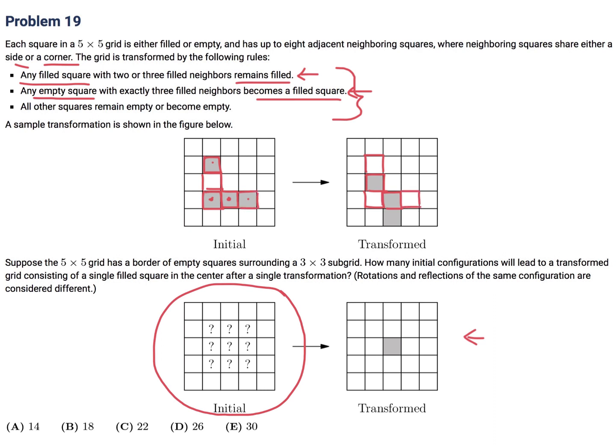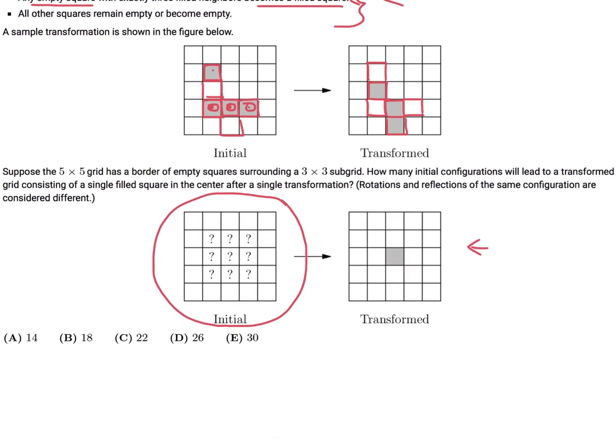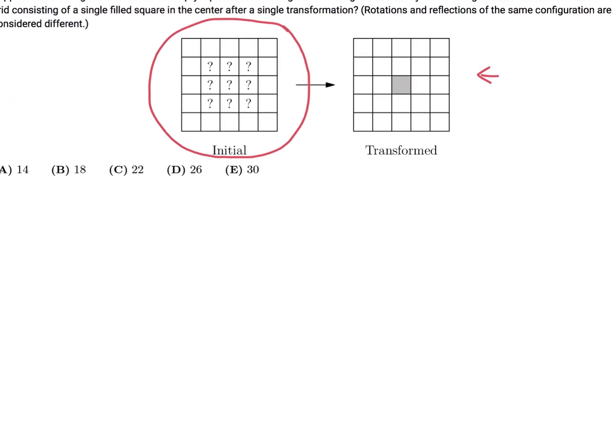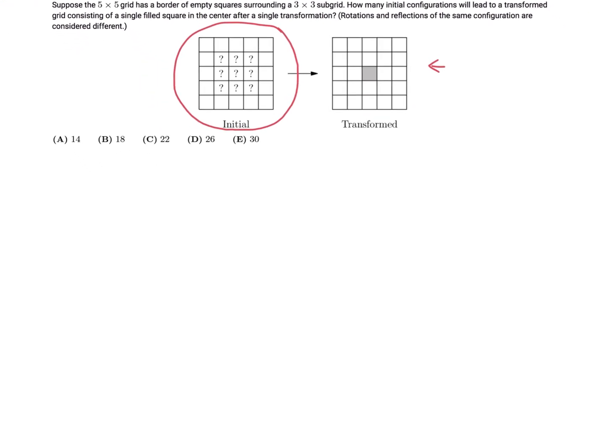Oh, we got to talk about this one here. Why is this filled? Well, because when it was here, it fulfilled this criteria. An empty square with exactly 3 filled neighbors. Here's neighbor number 1, neighbor number 2, neighbor number 3. So these 3 rules are basically at the heart of this question. And then they're saying, based on those 3 rules, what kind of square can eventually be transformed into this?